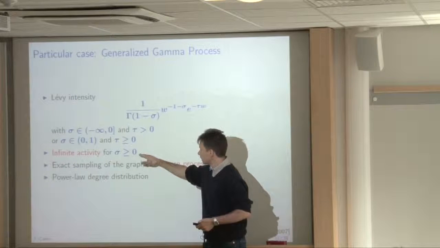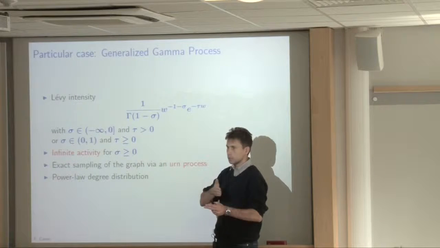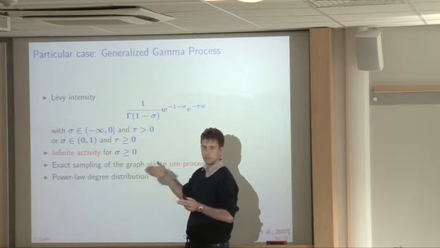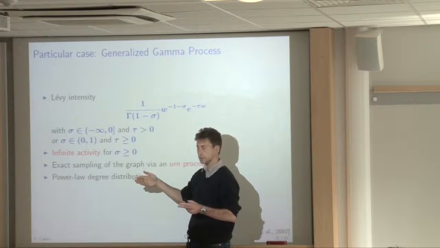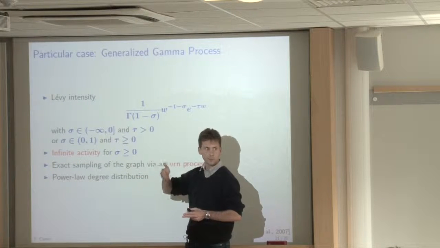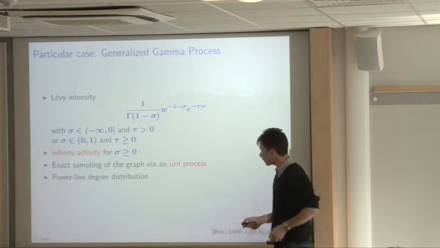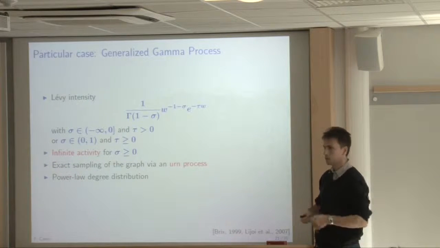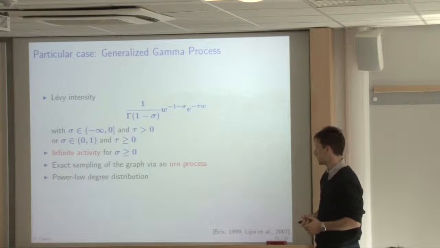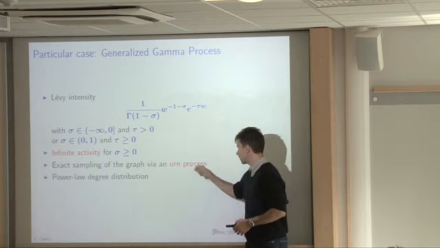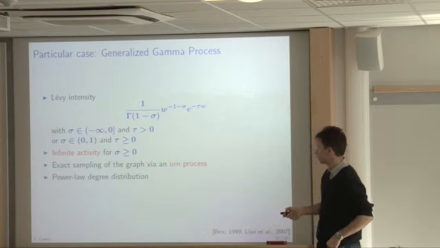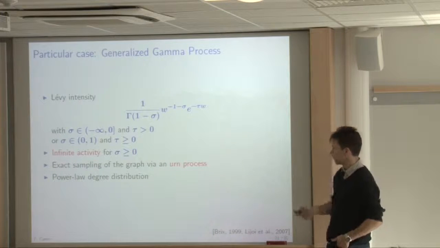And so you obtain basically the whole range of behavior. For sigma greater or equal to 0, you obtain a sparse graph, and the graph becomes sparser as sigma increases. And you obtain a dense graph when sigma is below 0. Interestingly, for this class of processes, you can sample exactly the graph via some Hewn process, and you also obtain a power law degree distribution for sigma strictly positive.